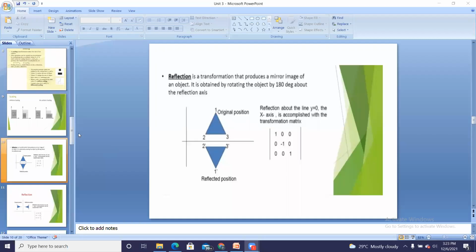Am I audible now? Yes, ma'am. Okay, yeah, actually network issues. Okay, so tell me whether the screen is visible. Okay, yes, right, everyone.